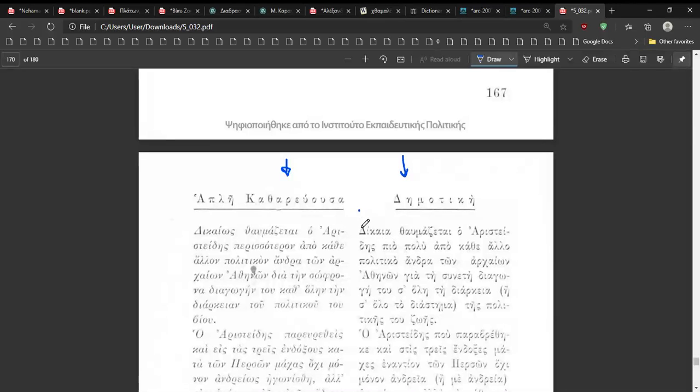It says here, δίκαια θαυμάζεται ο Αριστίδης πιο πολύ από κάθε άλλο πολιτικό άνδρα των αρχαίων Αθηνών για τη συνετή διαγωγή του σε όλη τη διάρκεια ή σε όλο το διάστημα της πολιτικής του ζωής. Okay.